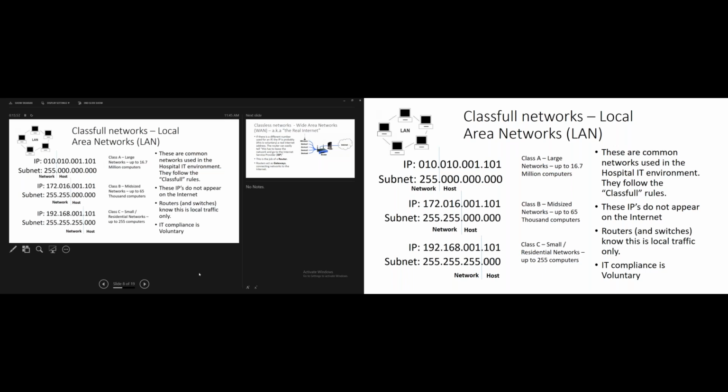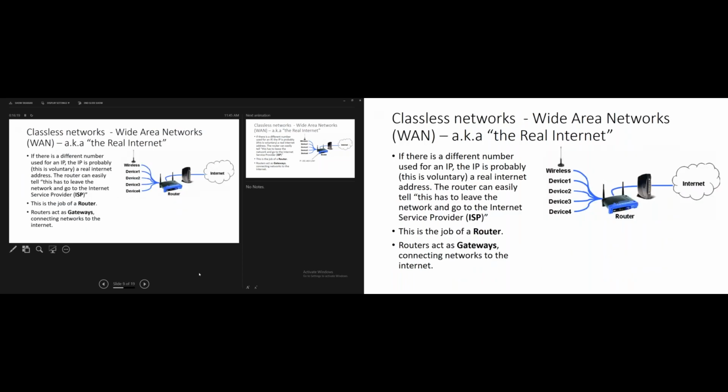Here's the bad part. Look at this bottom line right here. IT compliance is voluntary. Do they have to follow the class rules? Nah, they can make up their own numbers. That gets really confusing then when you lose staff, right? Don't cowboy it, just follow the rules. Sound good? So here's how this works to your router.